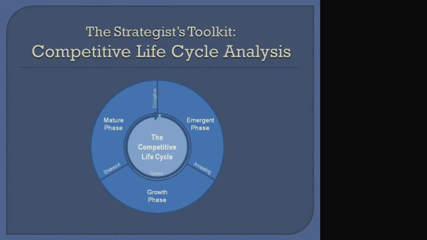We have this annealing process where we get some coalescing around what the product should look like in general. That leads to a growth phase. And then the growth phase basically transitions and ends as we have this shakeout competitively that leads us into a mature phase. And then the process begins again with a new disruption. So we can think about each of these phases and each of these transitions as well as the overall speed of the competitive life cycle over time.